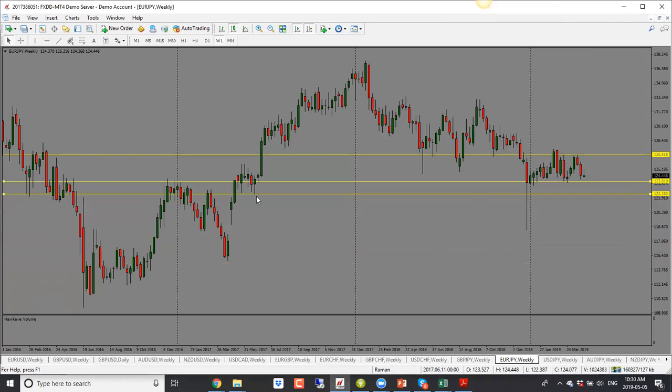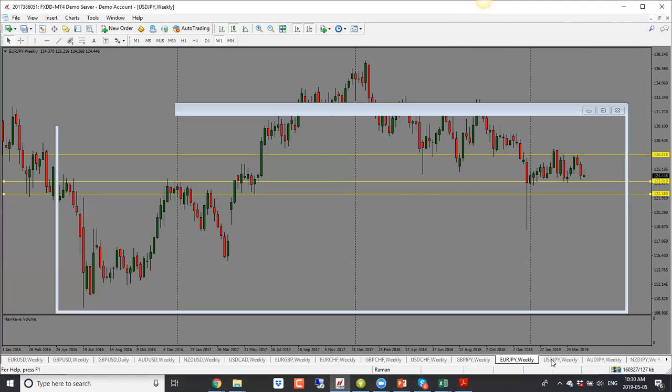but if it does break that level, then I will look for it to go into the next level here, because this is where price became range bound for a period of time. So in this case, I would look for price to then, if it breaks through, price is likely to go to 122.20. So bearish bias for now for euro yen.